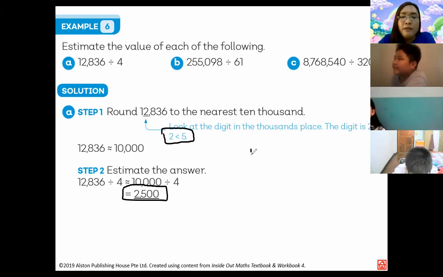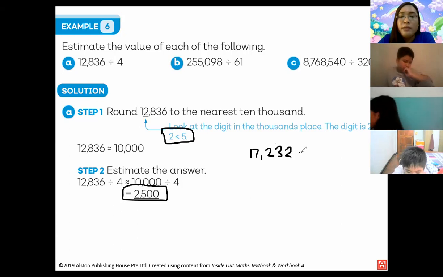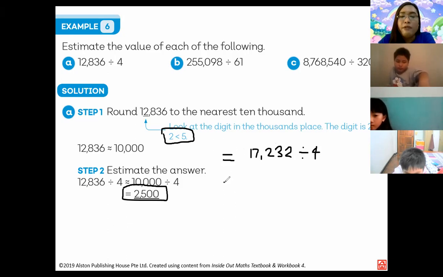Okay, what about this one, class? I have 17,232 divided by 4. First, round this number to the nearest 10,000.